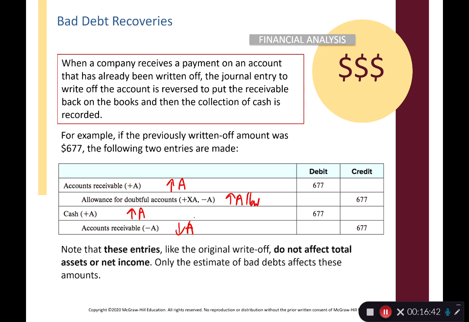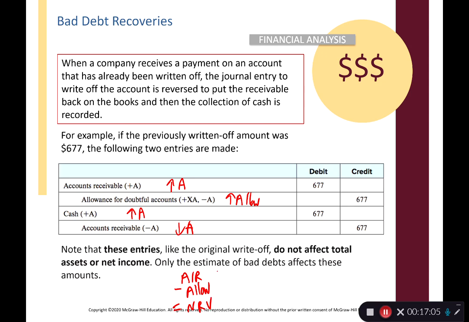These entries, like the original write-off, don't affect total assets or net income. All you're doing is making assets go up and down by the same amount. So there is no net effect, but it does impact the net accounts receivable balance. So remember, accounts receivable minus my allowance equals my net realizable value.